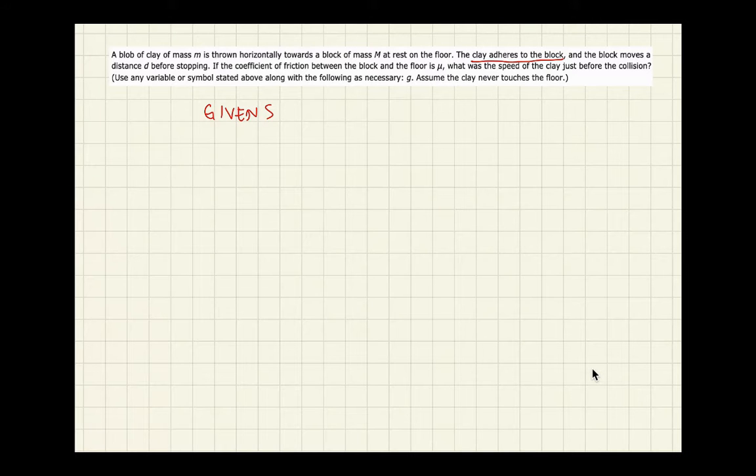So for this problem, we have our givens, right? We're given the two masses. We're given the starting velocity of the big M block, which is 0. We're given that after the collision, they slide a distance of d, and we're given that there's a coefficient of friction, mu. We're also, of course, allowed to use the acceleration due to gravity, lowercase g. What I'm looking for in this problem is the initial velocity of that clay mass, the little mass.